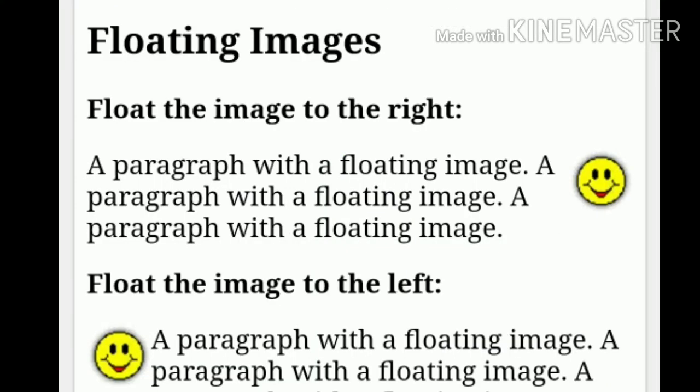See the output of the program. Based on the first paragraph, the output is displayed. You see the paragraph floating images, float the images to the right. After then a paragraph with a float image. On the right side of that text you see a smiley image. This way the program is executed.